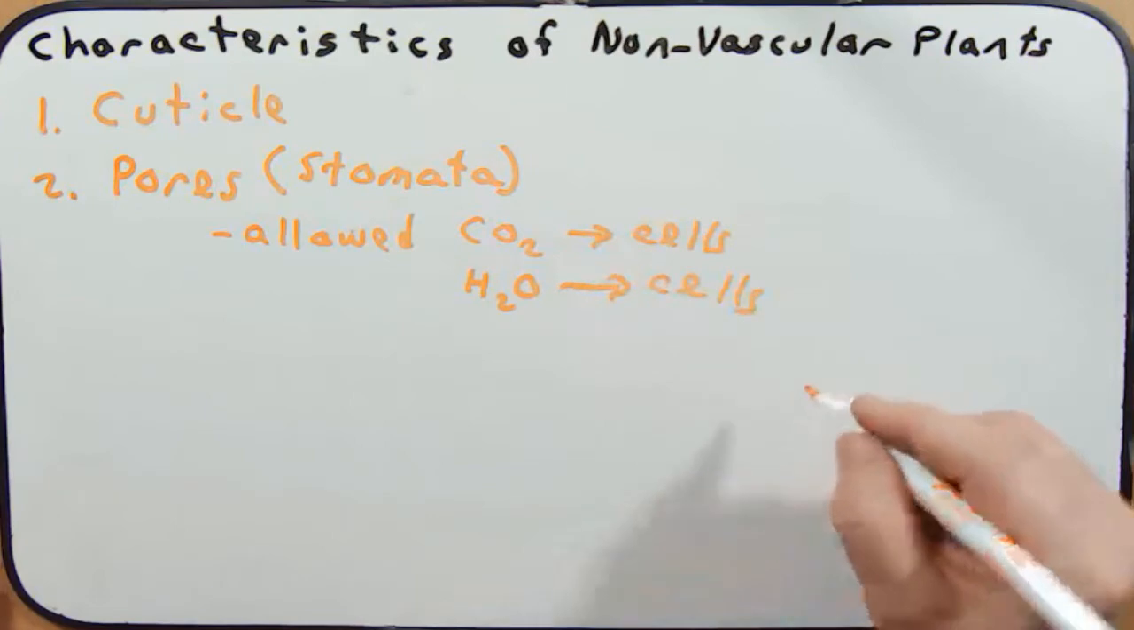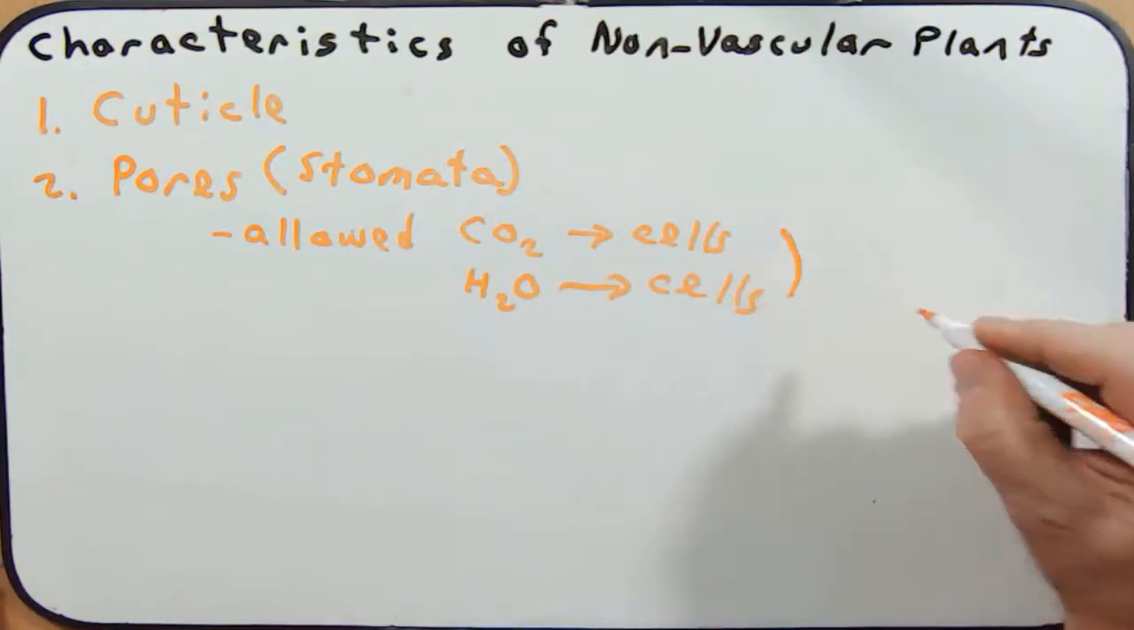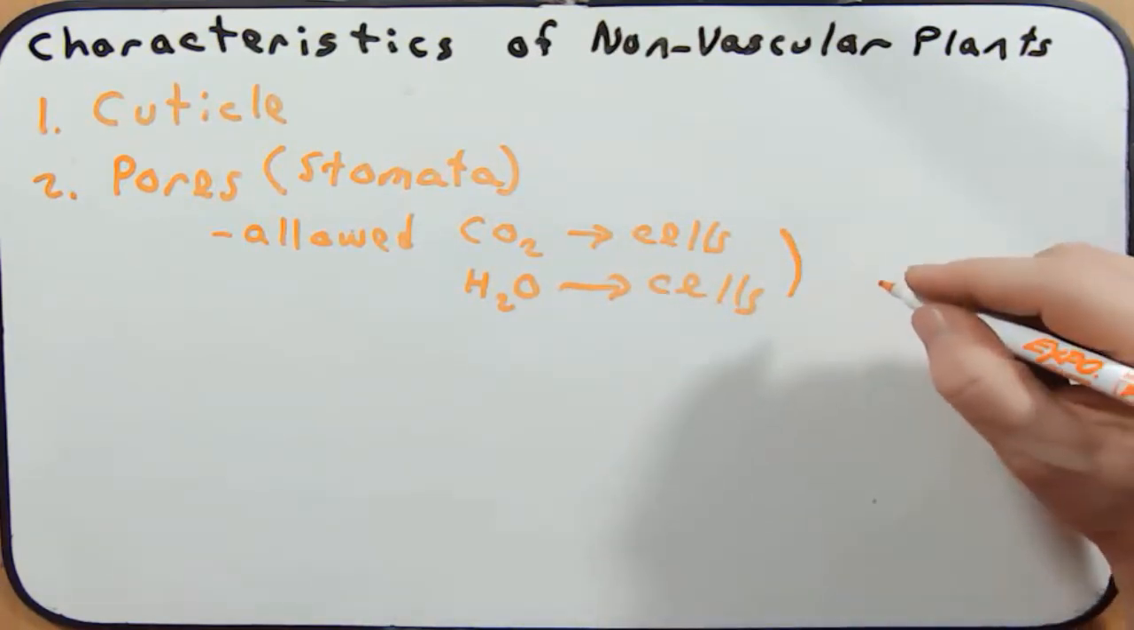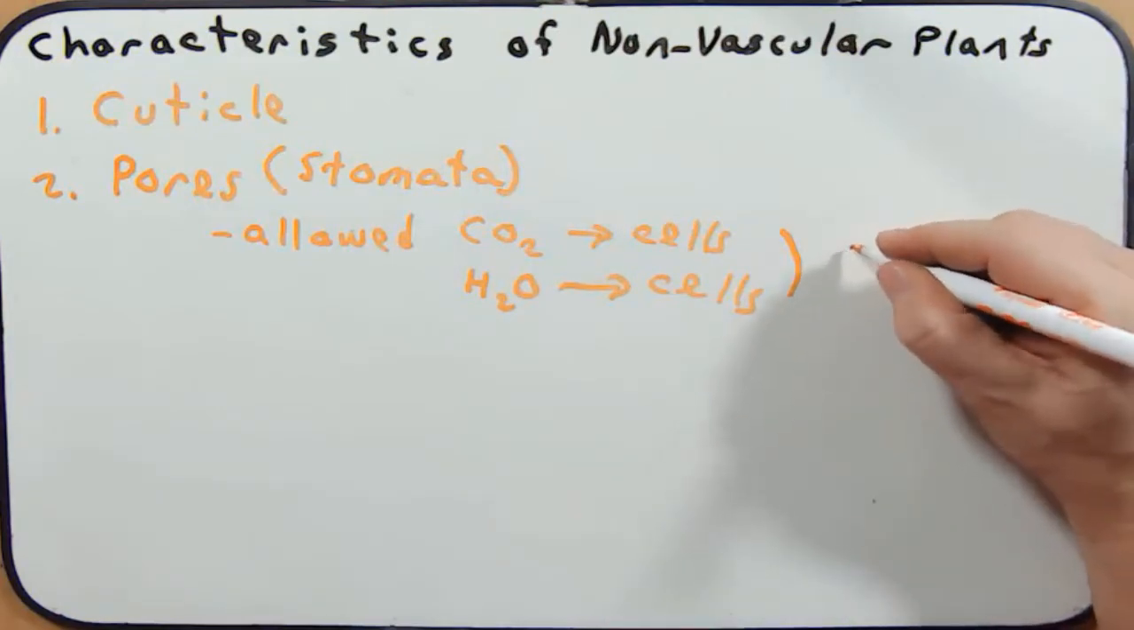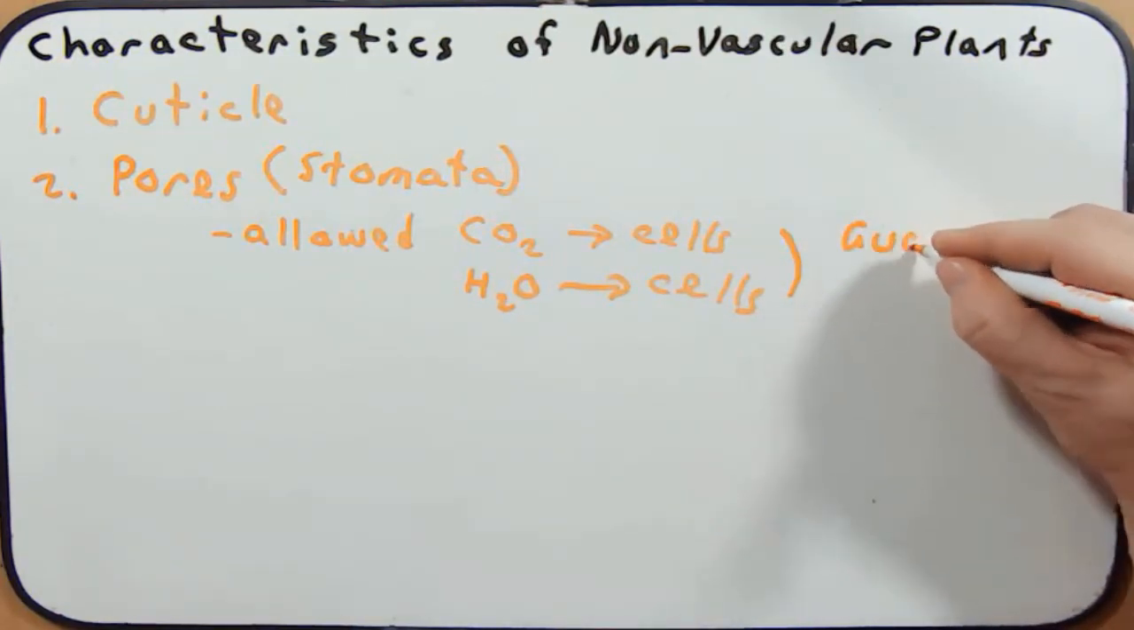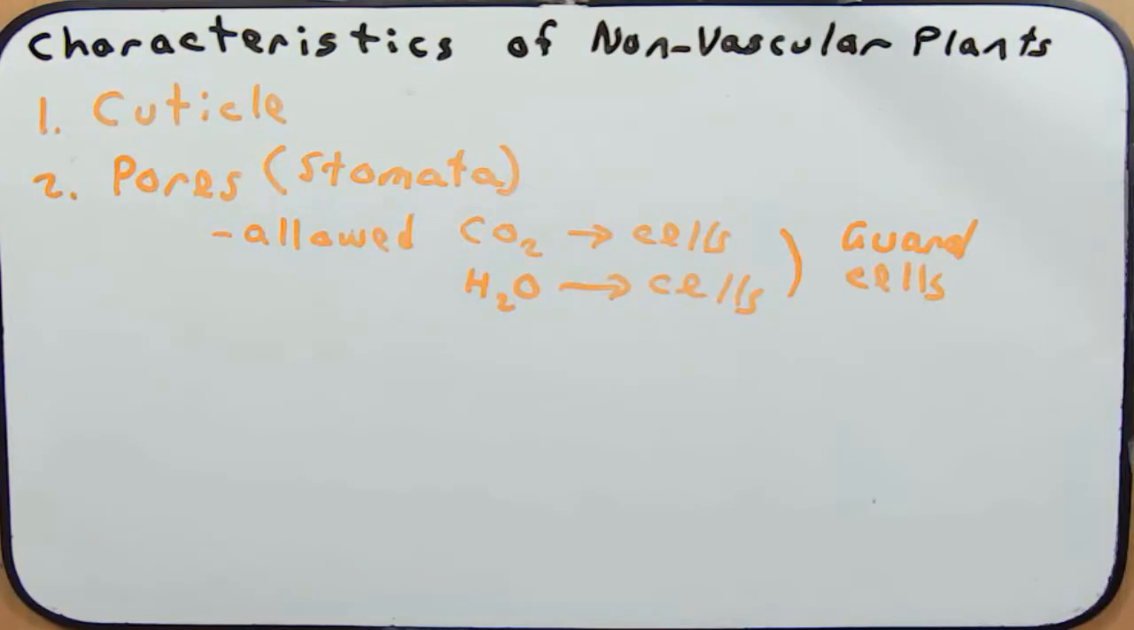And just to remind you, what helps regulate whether CO2 comes into the cell and water leaves the cell at these stomata were the guard cells. So don't forget our guard cells. Remember that the guard cells regulate the opening and closing of the stomata.